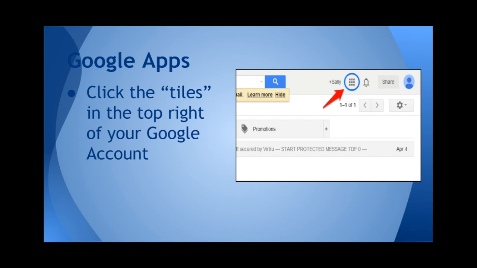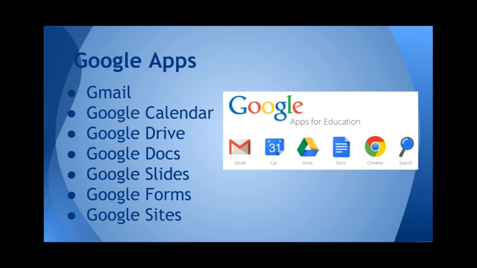Once you click on those little tiles and you get into your Google Apps, you'll see a variety of applications, some of which will include Gmail, Calendar, Drive, Docs, Slides, Forms, and Sites. Again, these are not all of the Google apps that are associated with your account, but these are some of them. So we'll explore each of these listed here today. Again, not a how-to, but more so a commercial for each one of them. And look for other videos on the TOSA U website that go into more detail about each of these.